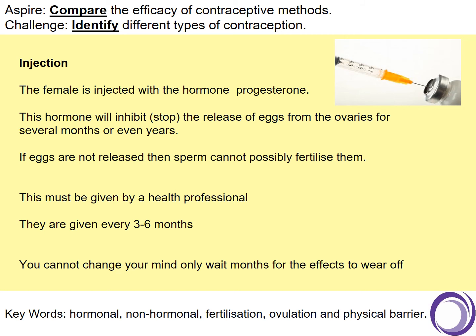And again, there are advantages to it, that it is very reliable. But there are some disadvantages. It must be given by a health professional or prescribed by a health professional. They're usually given every 3 to 6 months, which is an advantage that you're not worrying about it on a day-to-day basis and you can't forget to take them, but you do have to go to the doctors every 3 to 6 months. And another advantage is you don't have to wait that long for the effects to wear off. So if you've had the injection and you change your mind and decide that you and your partner are ready to have a baby, it only takes a few months for the effects to wear off, and then you can start trying to have a baby.